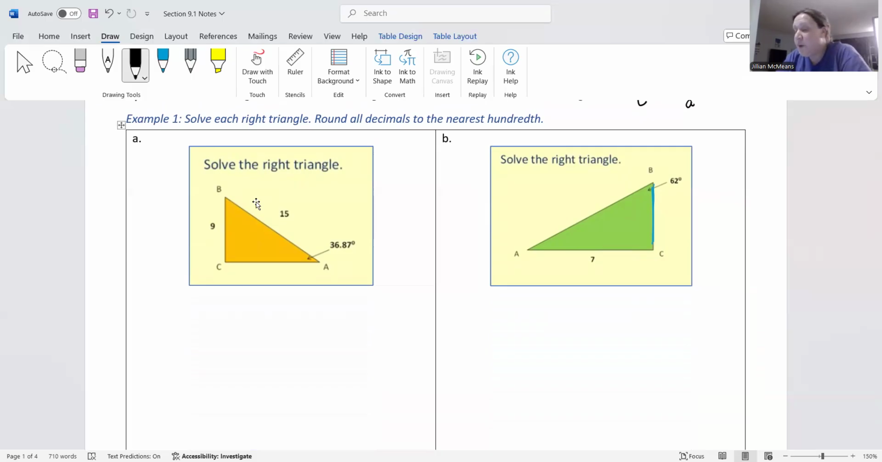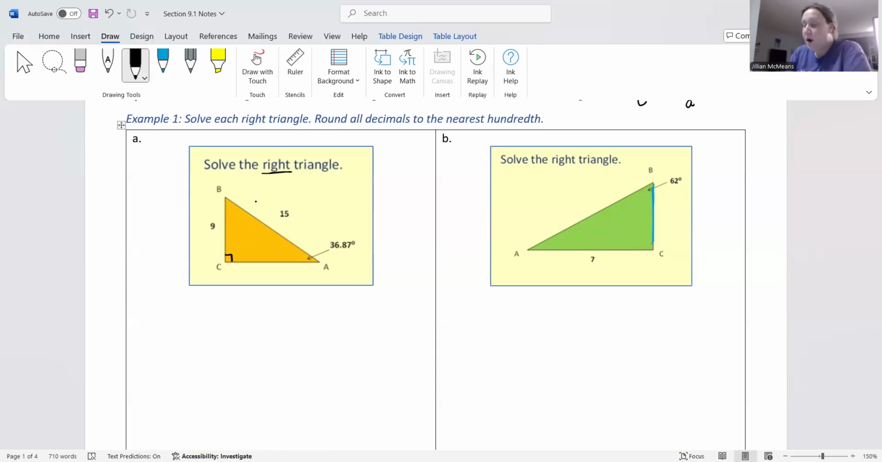Okay. Now for part A, it says solve the right triangle. So we know we have to have a right angle in here. So that tells me that C is definitely a right angle. You can never assume an angle is a right angle unless you are told explicitly that it is, because you could have something that's like 89.5 degrees or 90.14 degrees. It's going to be super, super close to 90, but it's not exactly 90. So you have to be told it's a right angle.